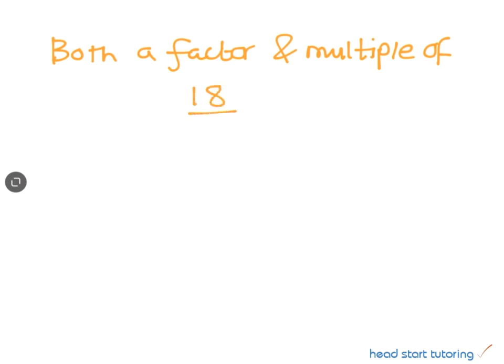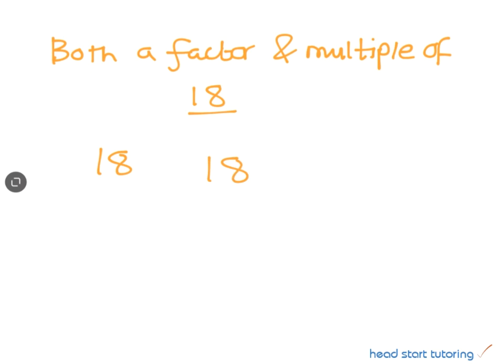We are going to explore what is both a factor and a multiple of 18. We know that we can list the factors of 18 by listing all the numbers that fit perfectly into 18. And we can list the multiples of 18 by listing the numbers that appear in the 18 timetable. But that might be a slight waste of time because we know that the highest factor of 18 will always be 18, and the lowest multiple of 18 will always be 18.